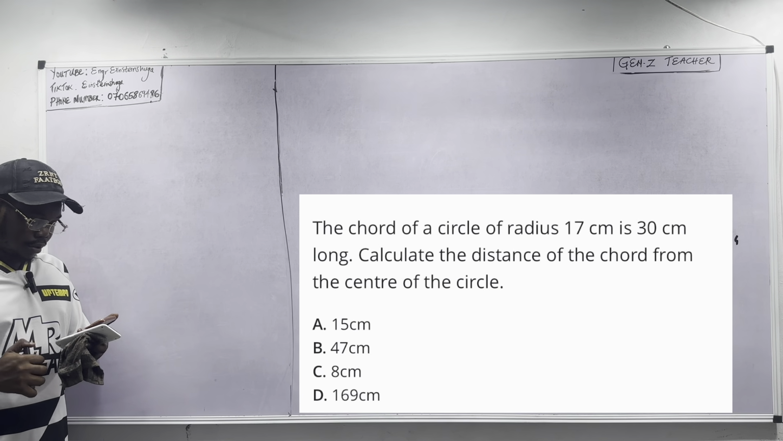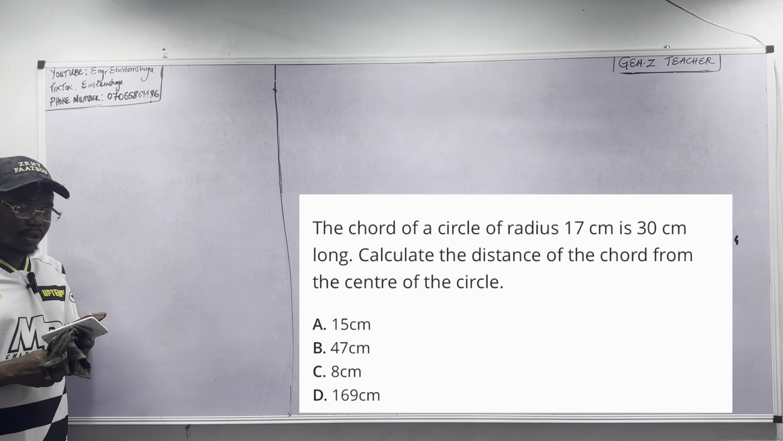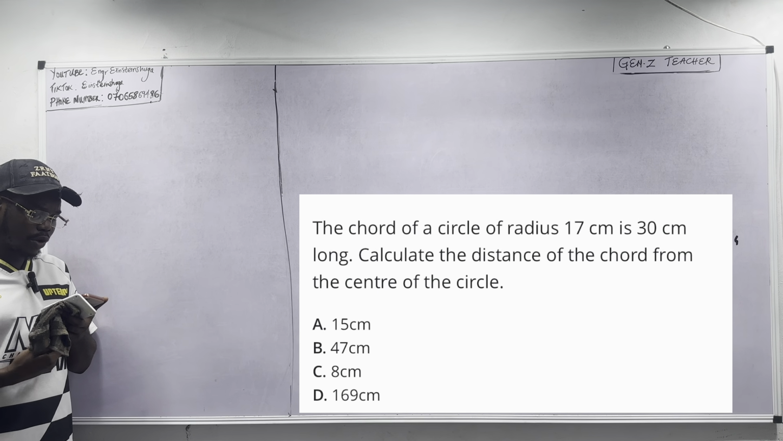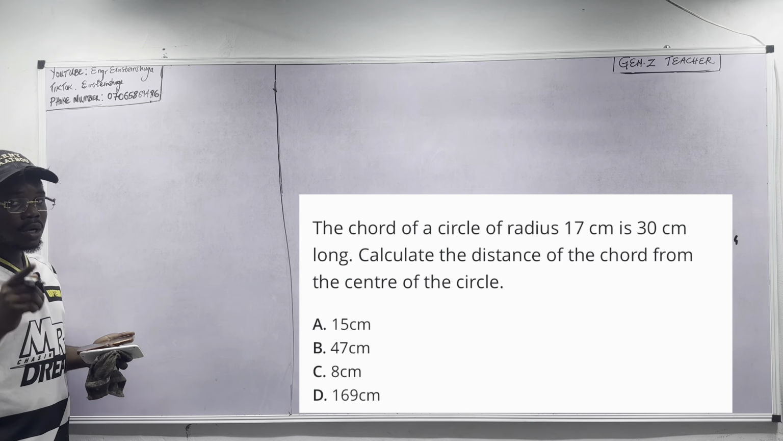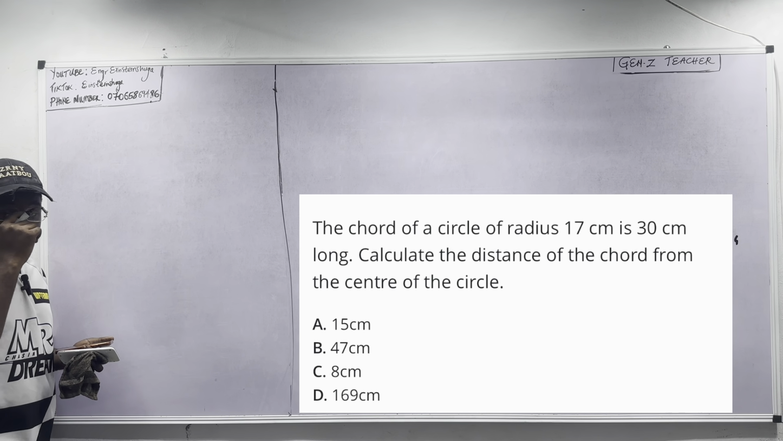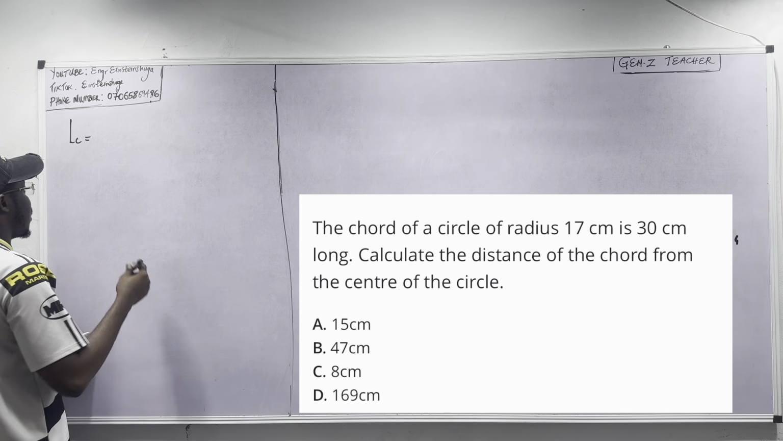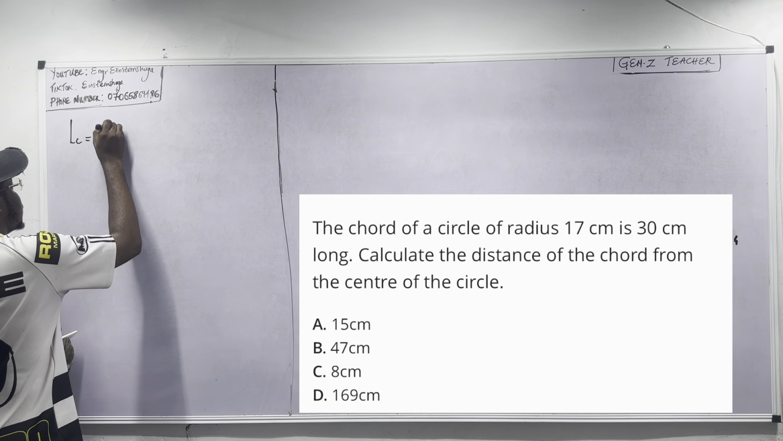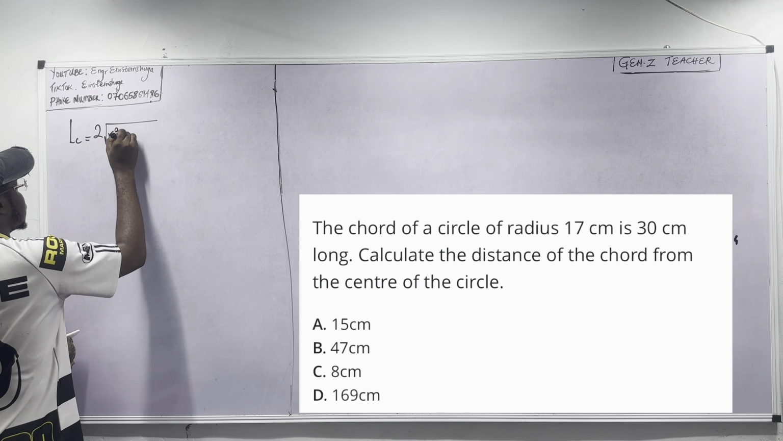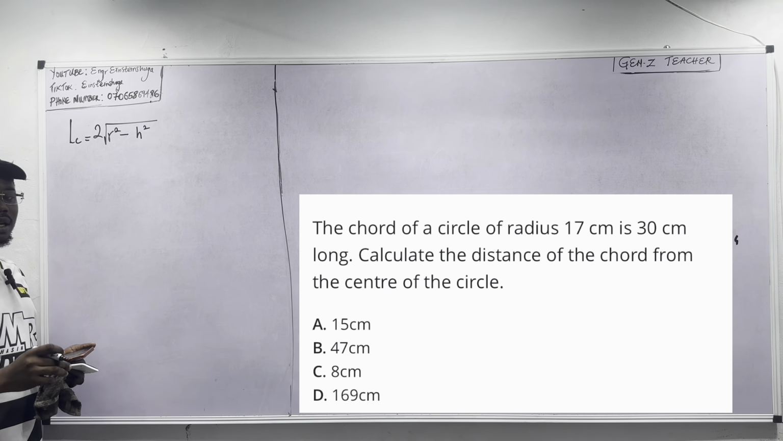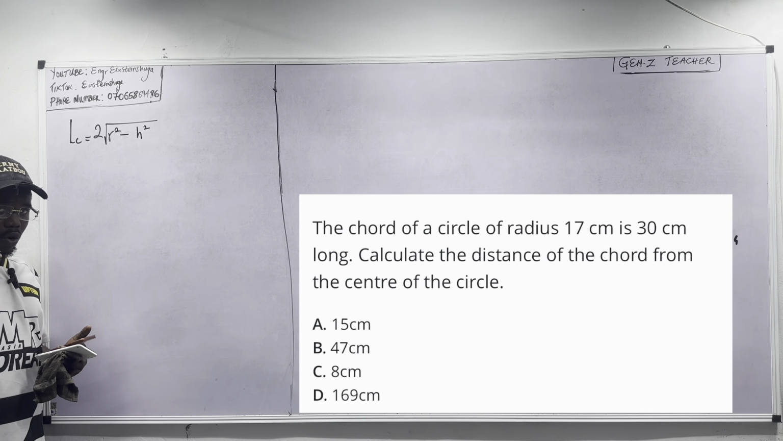Number 27. The chord of a circle of radius 17 cm is 30 cm long. Calculate the distance of the chord from the center of the circle. Now, length of chord from a circle as a plane shape. The length of a chord has about 2 formulas to apply, but the one we're going to apply here is 2 into square root of the radius squared minus the height squared, where h is the perpendicular distance from the center of the circle to the chord.